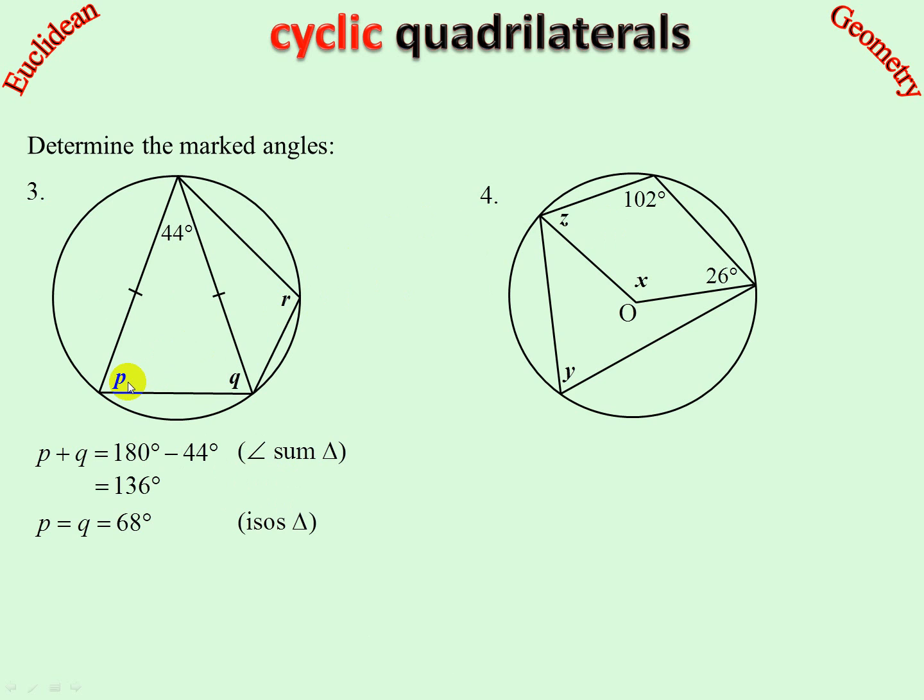Being equal to one another, they must each be half of the 136, so therefore our isosceles triangle tells us 68. So now we have that 68, that 68. Because that's 68, we can find R because they must add up to 180 degrees. Opposite angle cyclic quad.